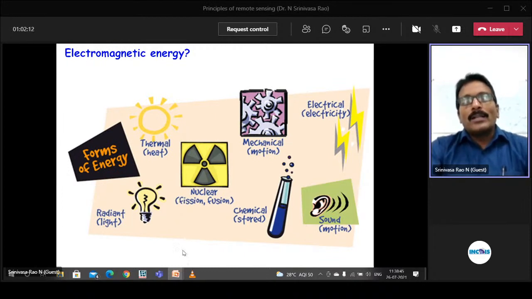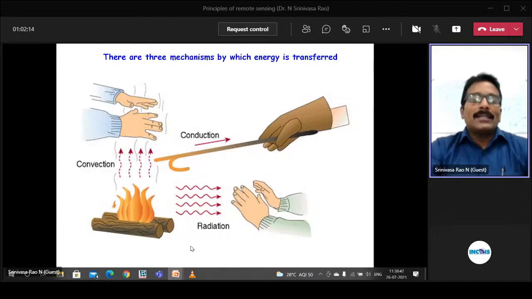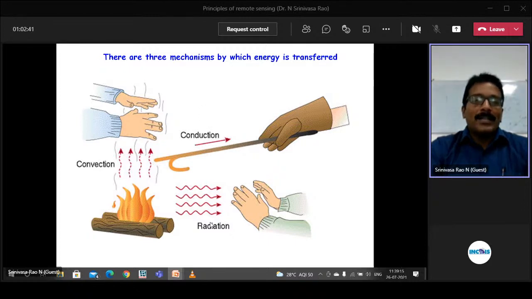To understand that, we have to understand some concepts. In nature, any energy travels from one place to another through three mechanisms. What are those three mechanisms? Energy is transferred from one place to another by, first, conduction; second, convection; third, radiation. Now everyone should understand what conduction, convection and radiation are.